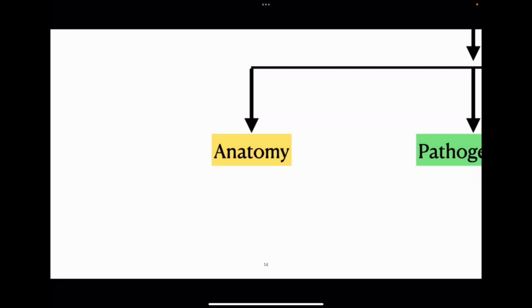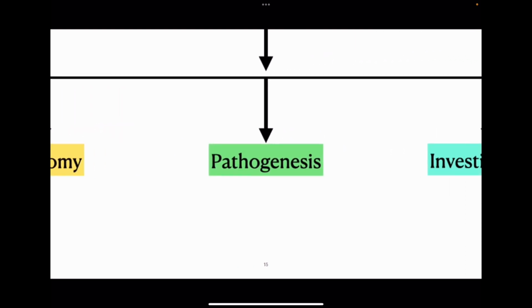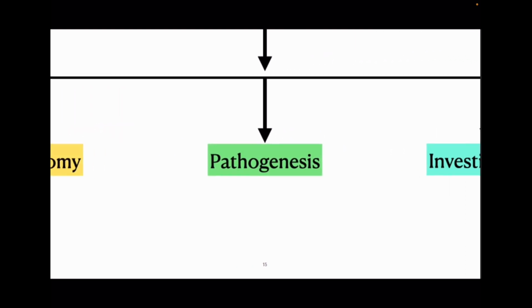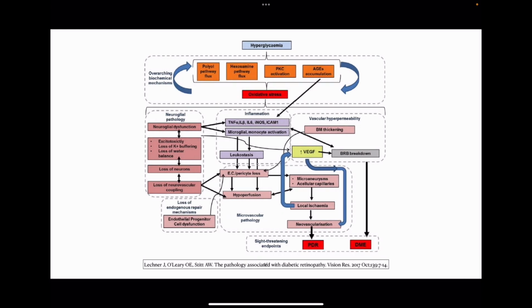So now that we have covered anatomy, we can move on to the pathogenesis. So we know that diabetes is a systemic condition, and it involves a number of metabolic disturbances, all of which ultimately lead to proliferative diabetic retinopathy and diabetic macular edema. So the mechanism is rather complex, but we can try to make it simple.